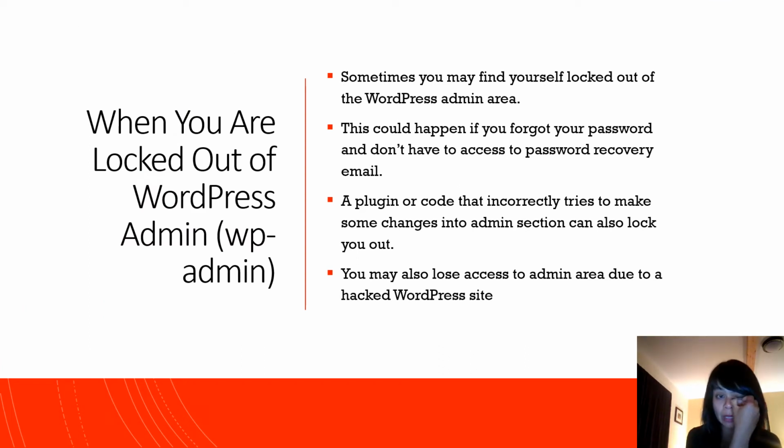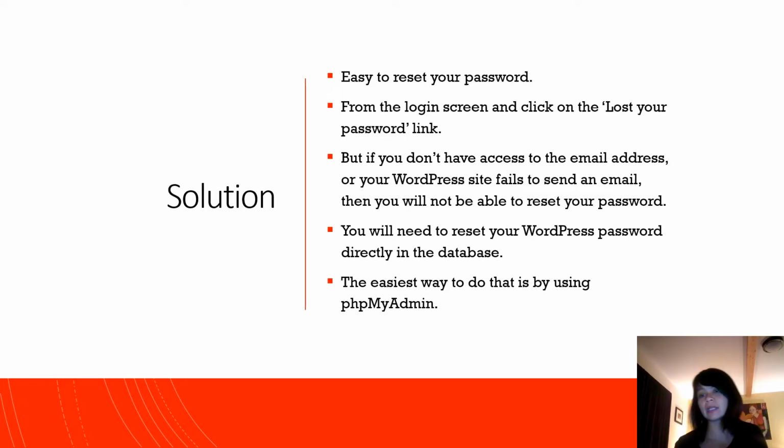What do you do when you're locked out of WordPress admin then? Sometimes you may find yourself locked out of the WordPress admin area. This could happen if you forgot your password and you don't have access to the password recovery email for whatever reason. It could happen if a plugin or code that incorrectly tries to make changes in the admin section locks you out. You might also lose access to the admin area due to a hacked WordPress site. Someone might have hacked into your site and locked you out.